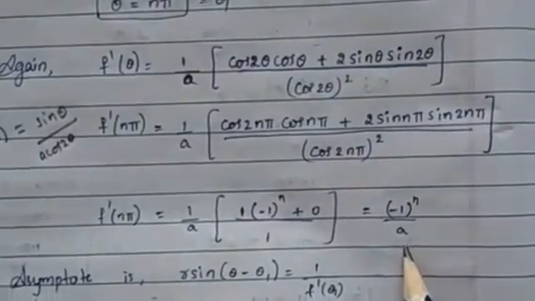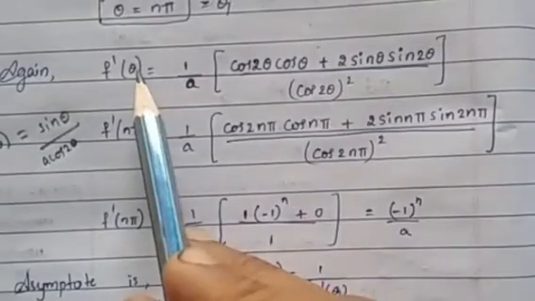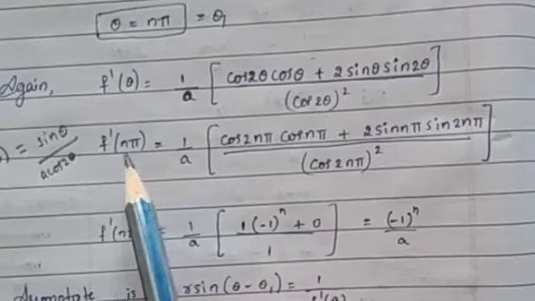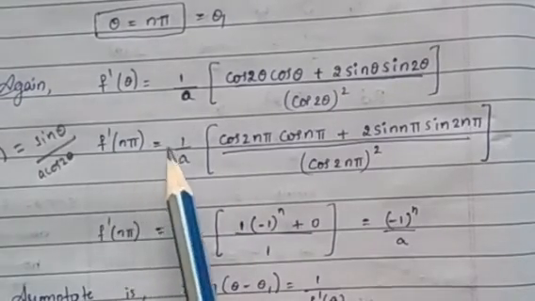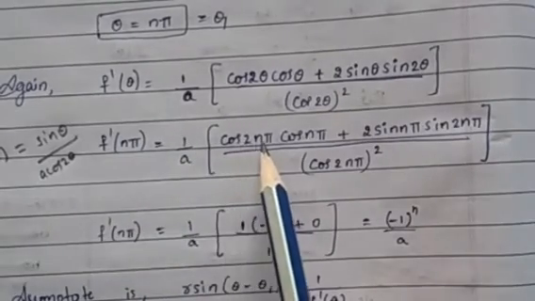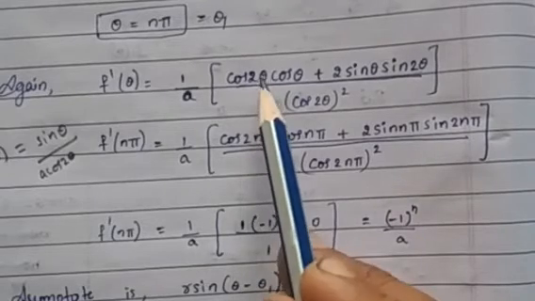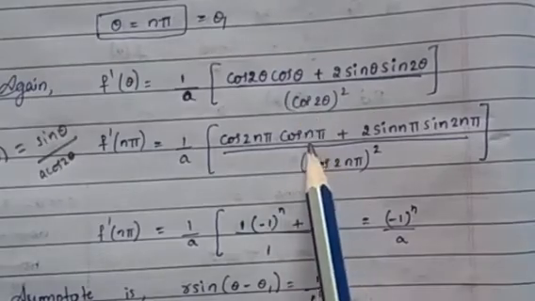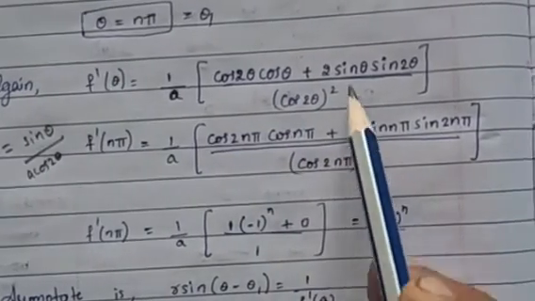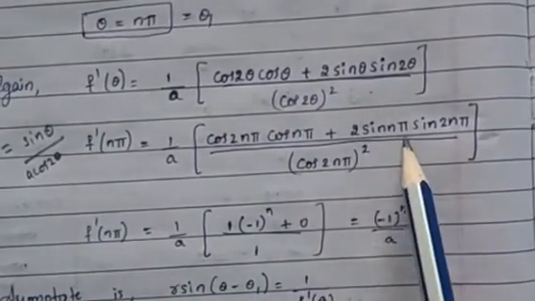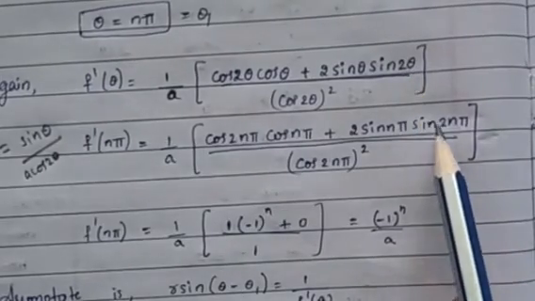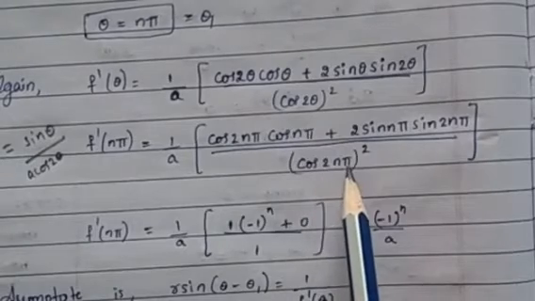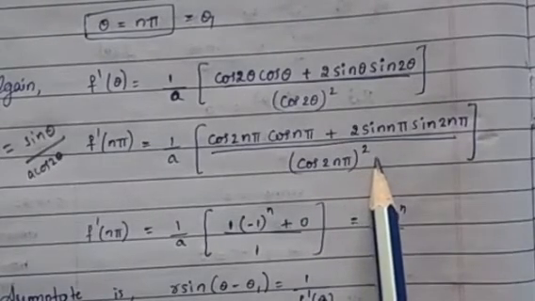The next, put theta value. Theta is theta 1. Theta 1 is n pi. Directly applying, I get f dash of n pi which is equal to 1 by a cos 2 into theta value is n pi, cos theta value is n pi plus 2 sin theta value is n pi, sin 2 theta is 2n pi, divided by cos 2n pi whole square. Got it?